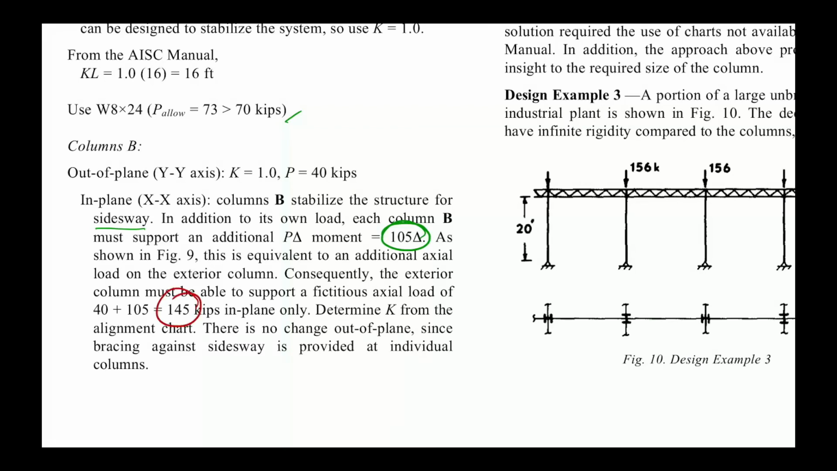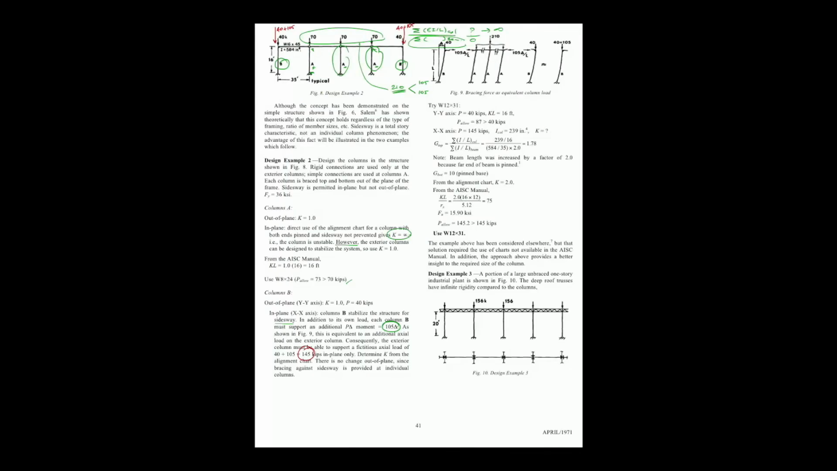So you have 145 kips in plane only. Determine K from the alignment chart. There is no change out of plane, since bracing against side sway is provided at the individual column.